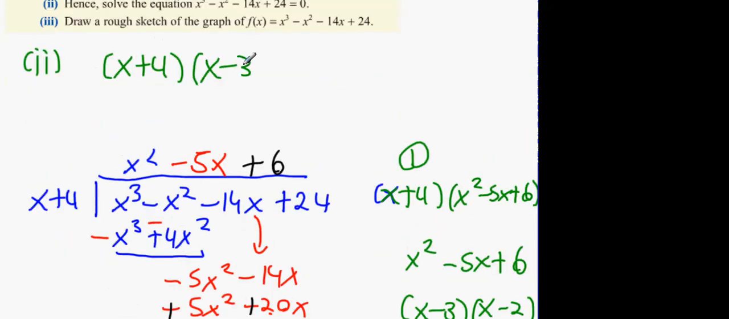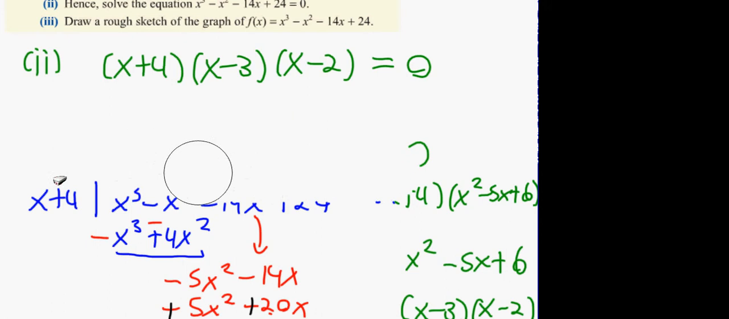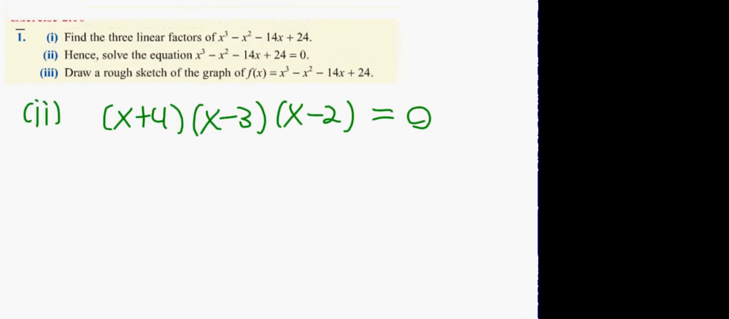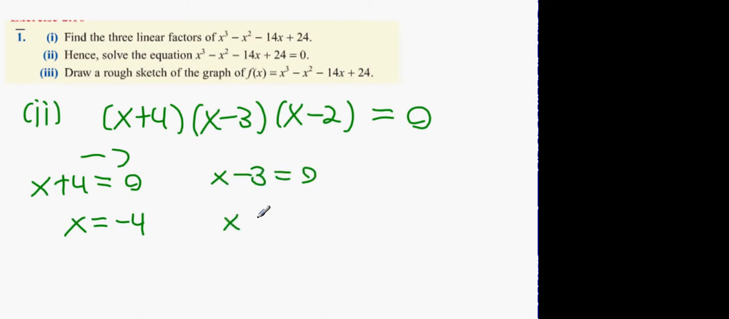Now, what I have is 3 sets of brackets, and 3 sets of brackets means there's 3 numbers being multiplied by each other. When you multiply 3 numbers by each other and the answer is 0, it means that one of those numbers is 0. So if the first number is 0, this means that x equals minus 4. If the second number equals 0, it means that x would be 3. And if the third number is 0, it means x equals 2.